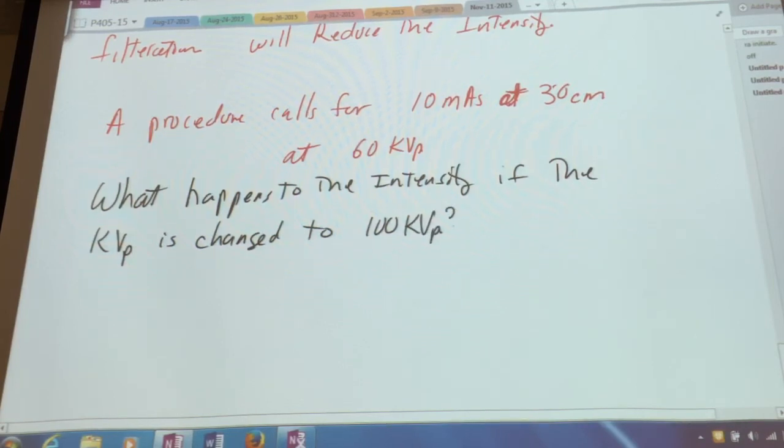All right, so our simple question is, we have a starting procedure, 10 mAs, 30 centimeters distance, 60 kVp. What happens if we change the kVp to 100 kVp? What happened to the intensity of the radiation? So when you're looking at these problems, your first step is to identify what changed. So you make a statement, only the kVp changed.